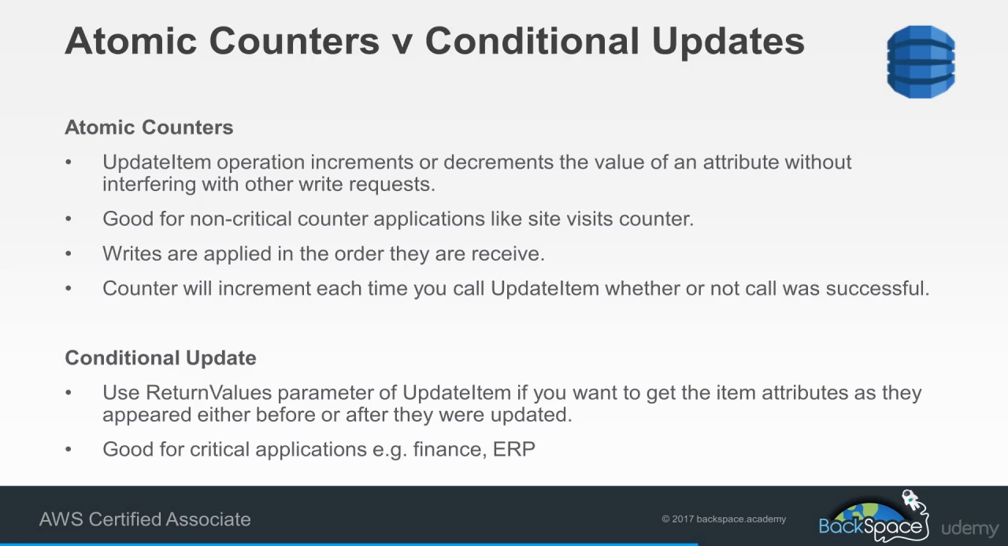The other way is conditional updates, which you would use for that sort of more critical data. You would use the return values parameter of update item if you want to get the item attributes as they appeared either before or after they were updated. So you set that return values parameter depending on what you want, either before or after it was updated. They're very good for critical applications such as finance and ERP.